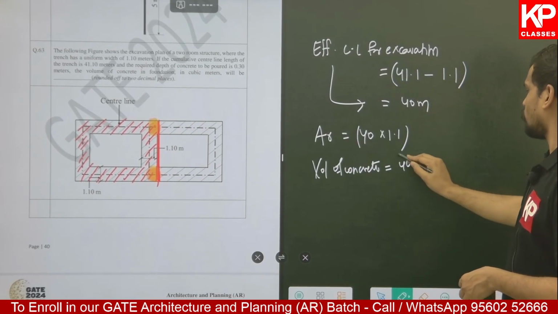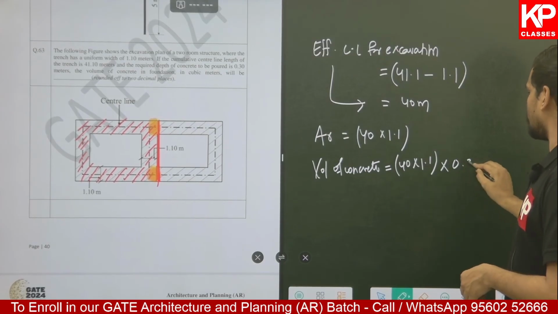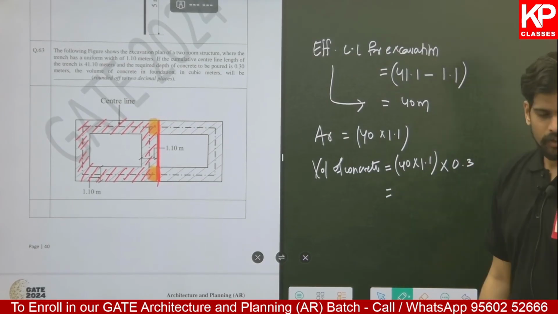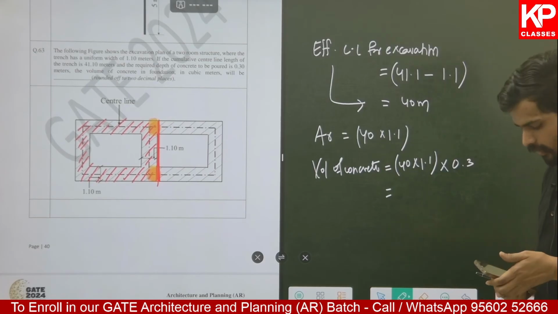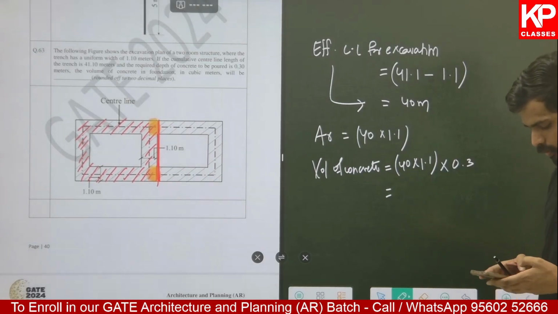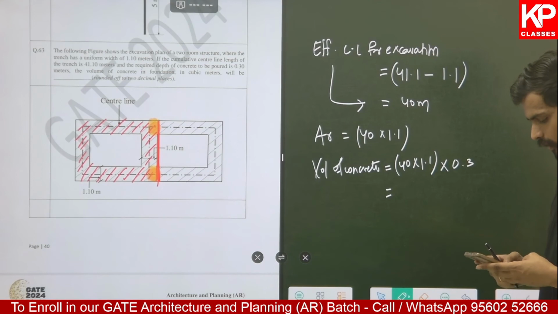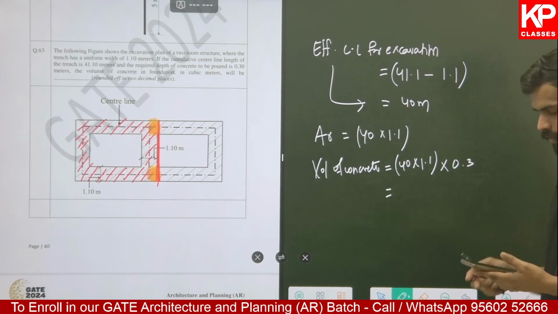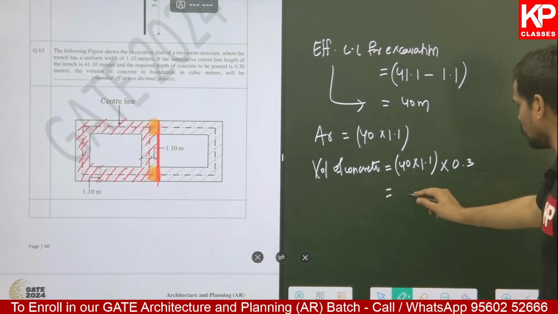The area, that is 40 into 1.1 multiplied by the depth of it, that is 0.3. You can use your calculators to simplify it further. The answer should come out to be 40 into 1.1 into 0.3, which is coming out to be 13.2.